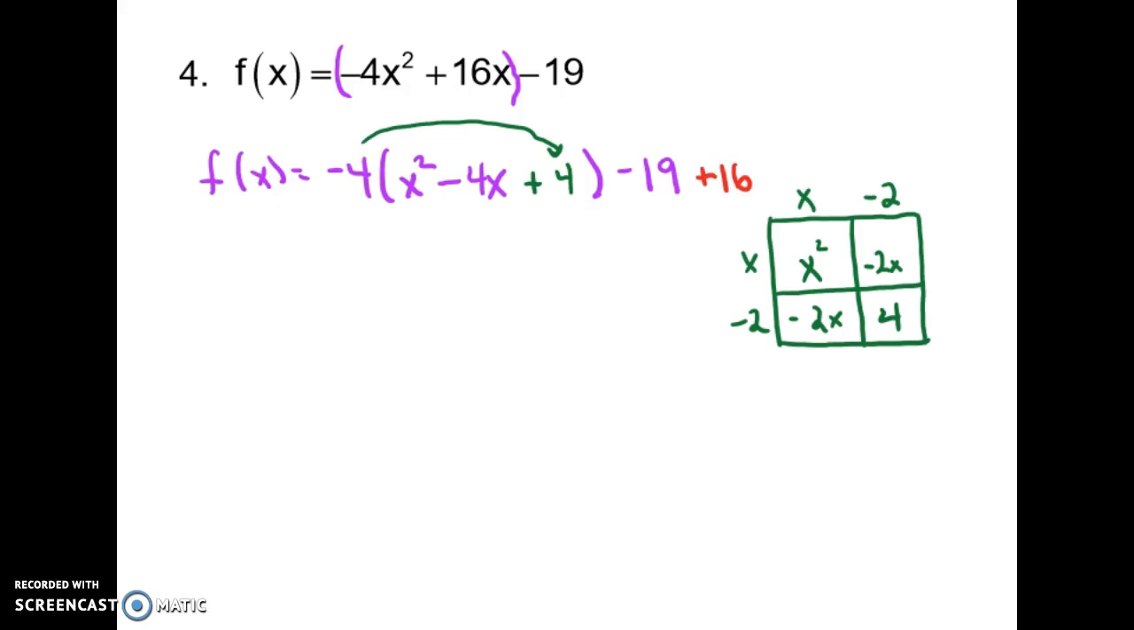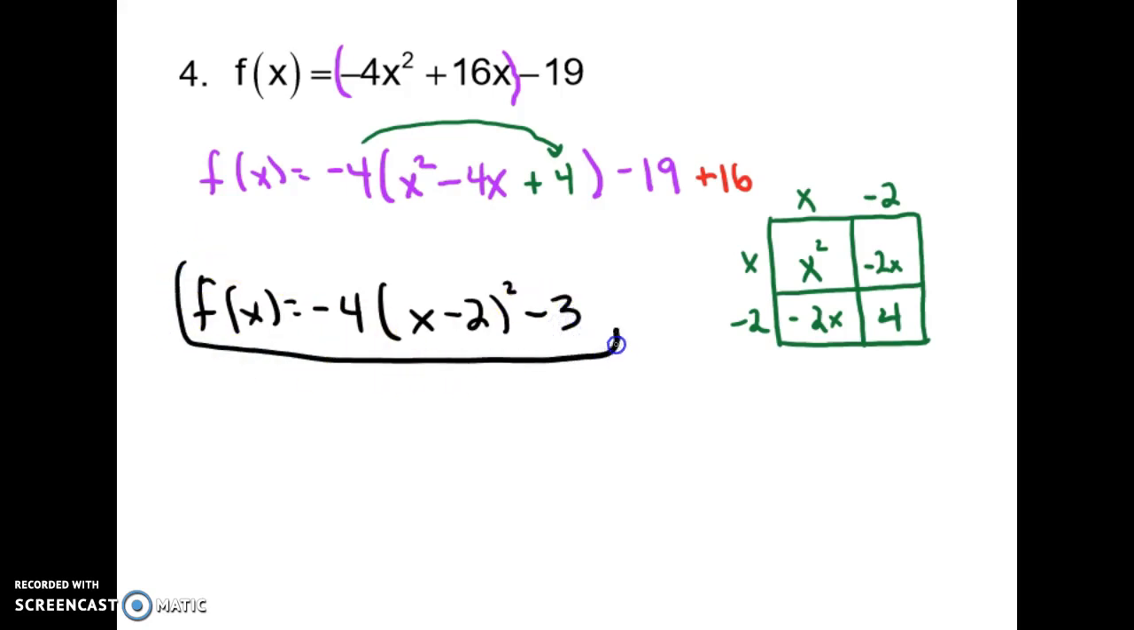And at that point, I can go ahead and factor, and I've got f of x equals negative 4. The factoring has been done over here. It's x minus 2 squared, and then that would be negative 3. Again, vertex easy to pick out. It's 2, 3. I can tell the range, increasing and decreasing, axis of symmetry, all fairly easily from the vertex form of an equation.